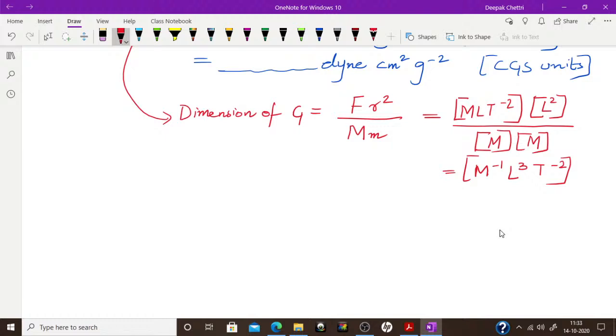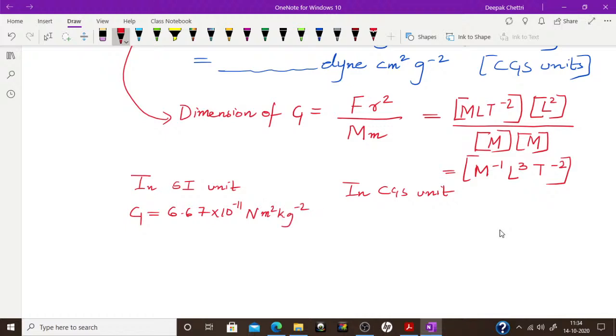Okay, so in SI unit, let us write everything, and in CGS unit. We want to convert from SI to CGS, so we'll write this. Now what is the value of G? It's 6.67 into 10 to the power minus 11 Newton meter square per kg square, right? You can see here the dimension of G has M, L and T. So we'll write M1, L1, T1 for SI.